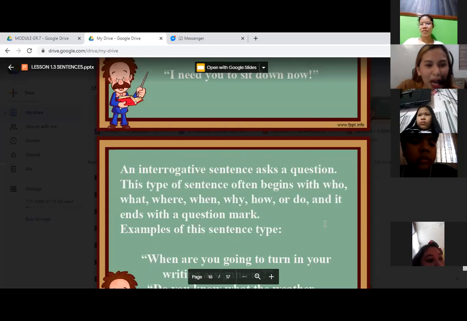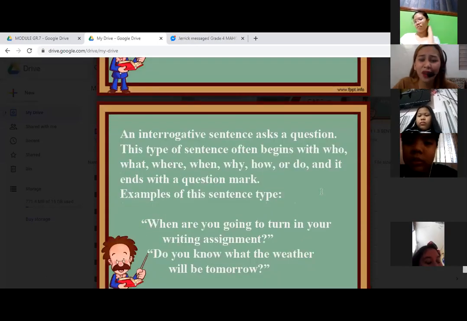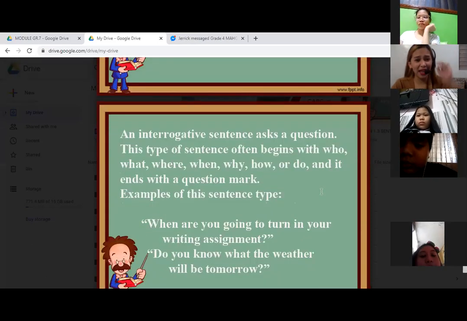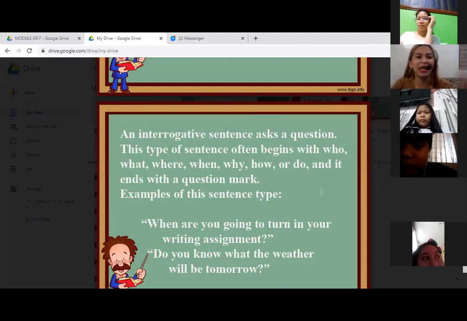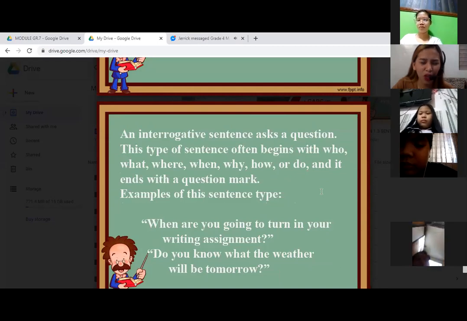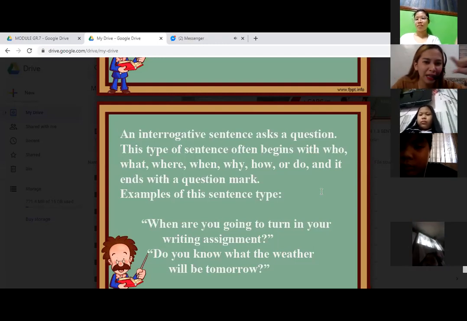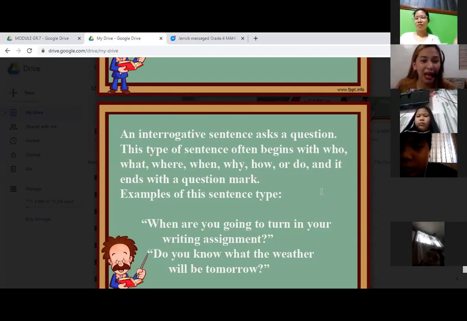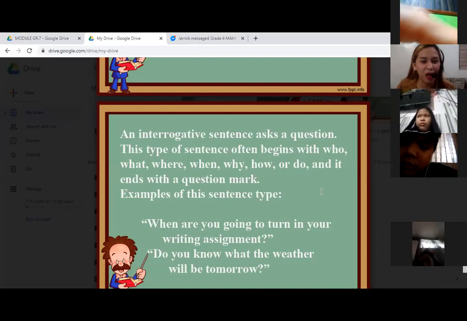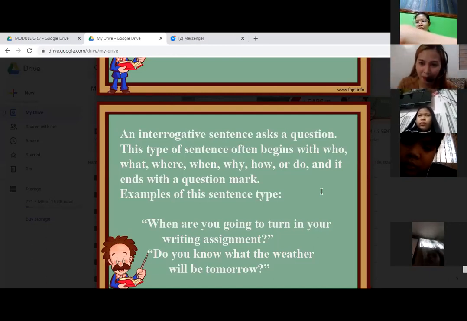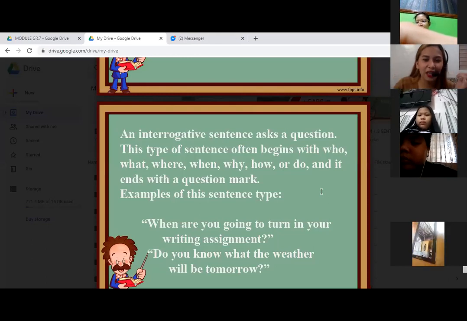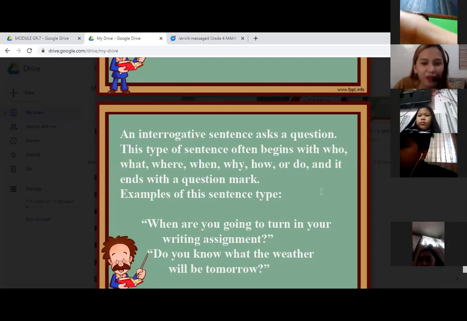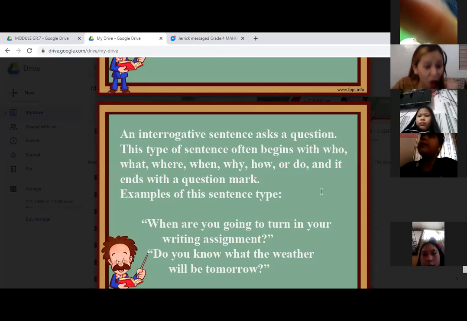The third one, we have the interrogative sentence. This is very easy. If it ends with a question mark, automatically it's interrogative. So what do you mean by interrogative? From the term itself, interrogate. Halimbawa, ano ba meaning ng interrogate? Ini-interrogate ka. Ibig sabihin, nasa pulis ka, ini-interrogate ka, tinatanong ka nila. Diba? So when you say interrogative sentence, it asks a question.